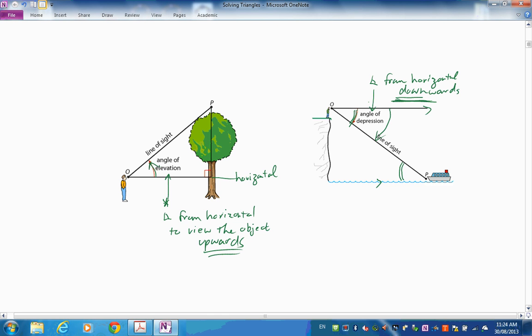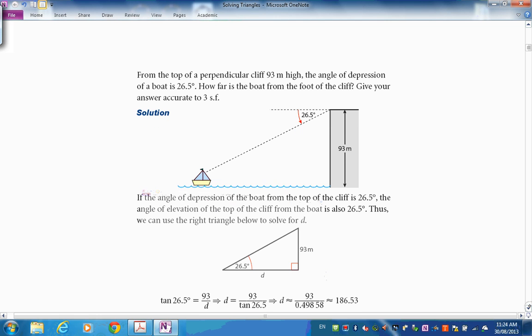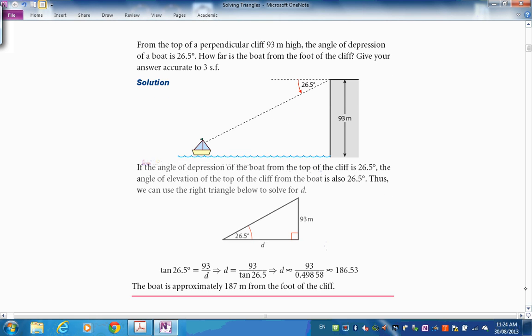So that could be helpful in working in a right-angled triangle. So let's look at some of those practical problems with right-angled triangles, because there's a bit of a focus in this course on that sort of thing. So here we have the first problem, again screen clippings from Pearson's here. From the top of a perpendicular cliff 93 metres high, better underline that, and it's perpendicular. Not a bad idea to underline key words in a problem. The angle of depression is 26.5 degrees. Let's draw a diagram. Here's the cliff, here's the horizontal, and there's the angle of depression. Okay, we're looking down at that boat.